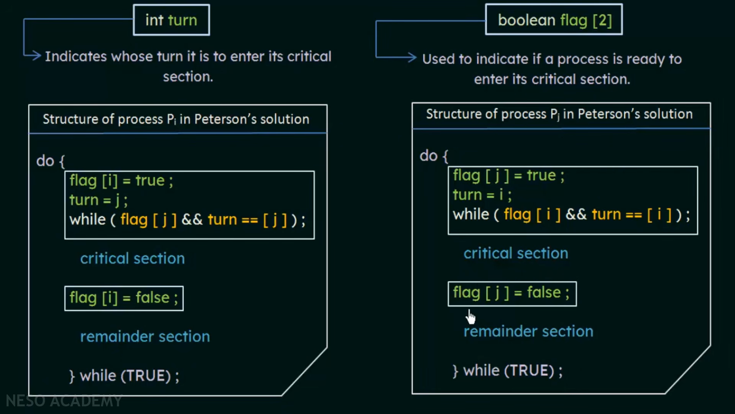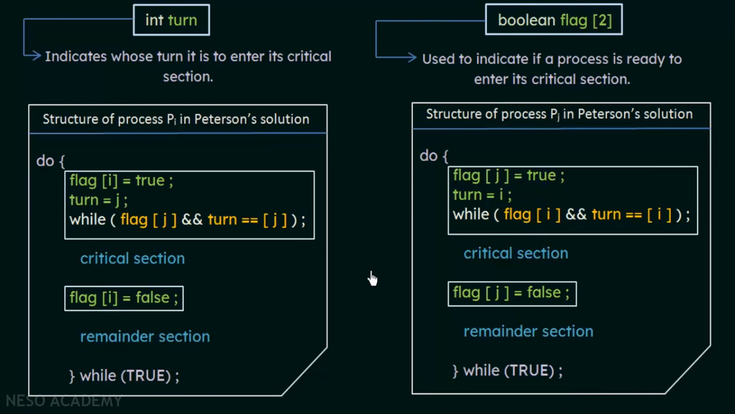And once it completes, it will also set the flag of j equal to false, stating that P of j has finished executing in its critical section, and then it goes to execute in its remainder section. So here we see how Peterson's solution has managed to allow only one of the processes to enter its critical section at the same time. So by following this method, the critical section problem can be solved. Only one process is allowed to enter its critical section.